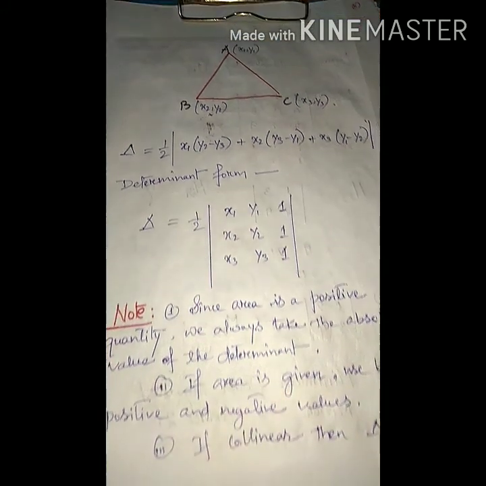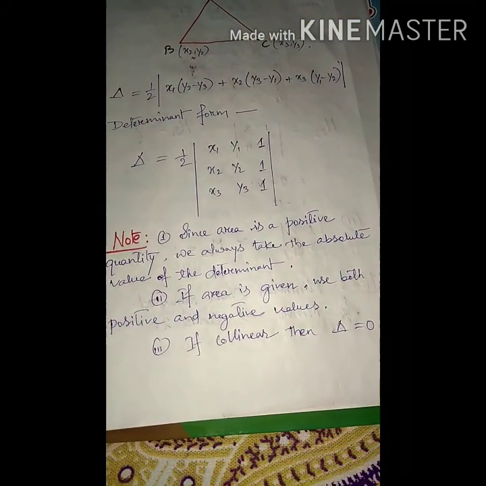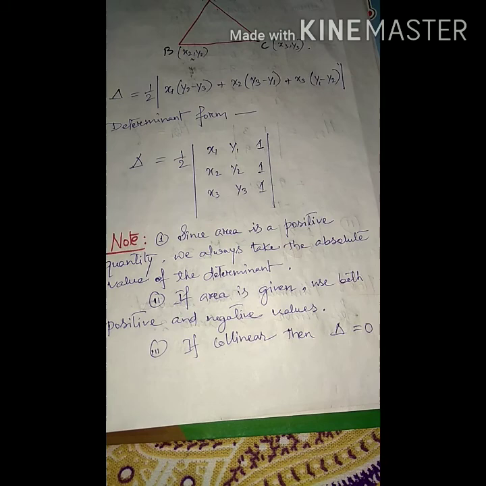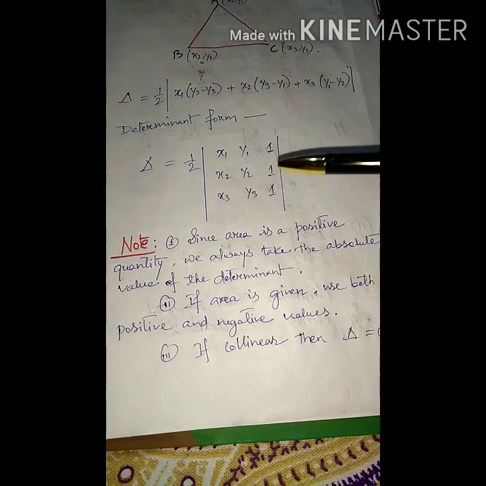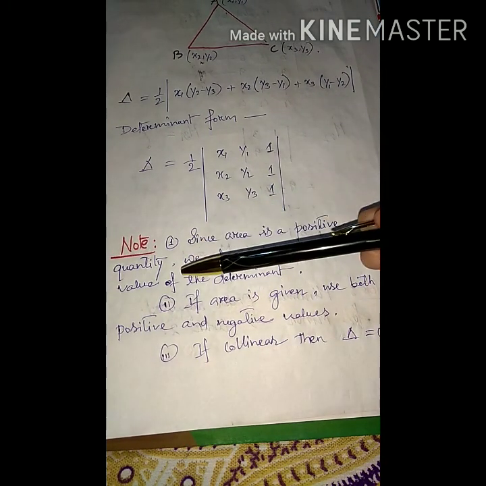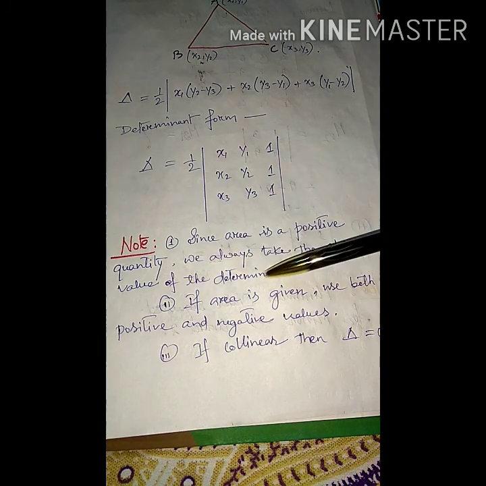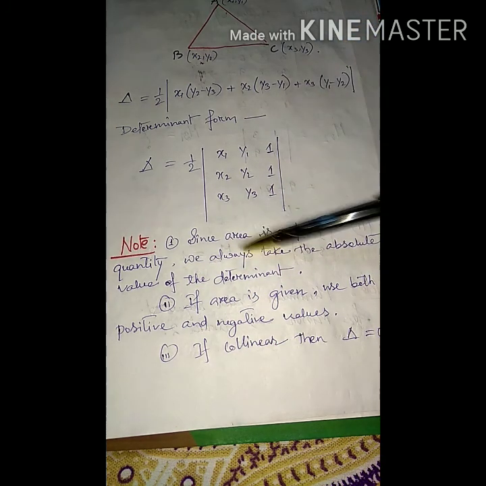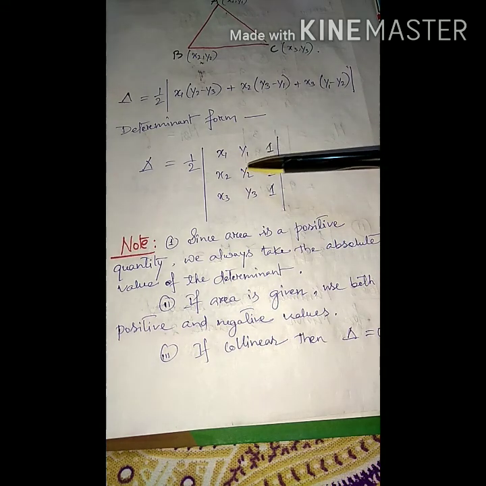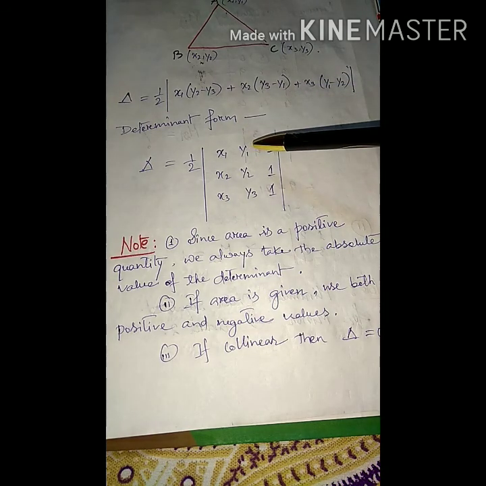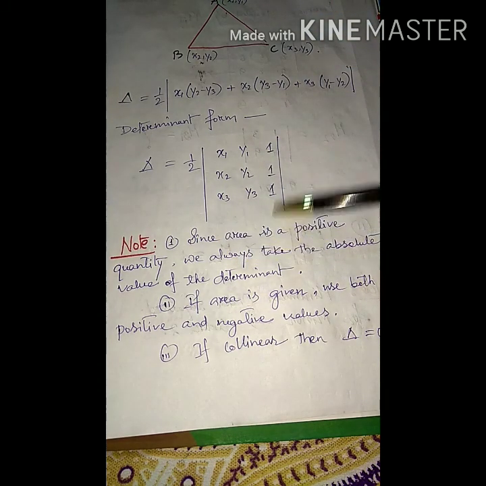Now the main point is that these notes are very important here. The first one mentioned here: since area is a positive quantity, we always take the absolute value of the determinant. So after evaluating the determinant, very important, sometimes we get a negative value, remember. And if we get a negative, then we have to take the absolute value, because area is always positive.